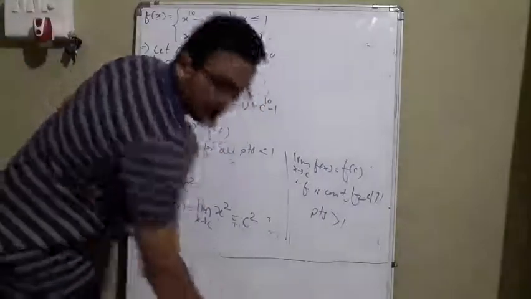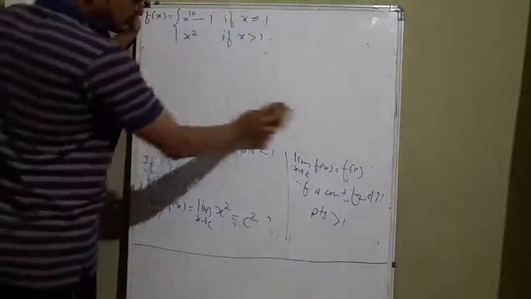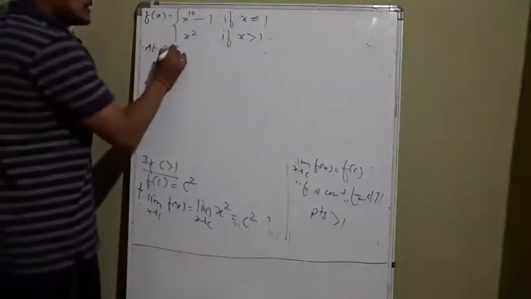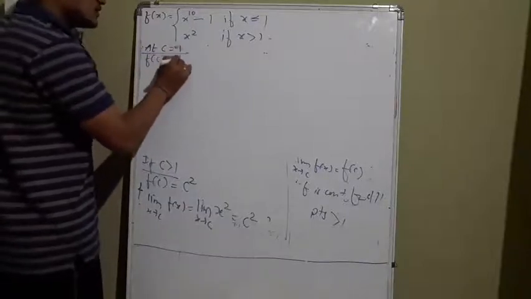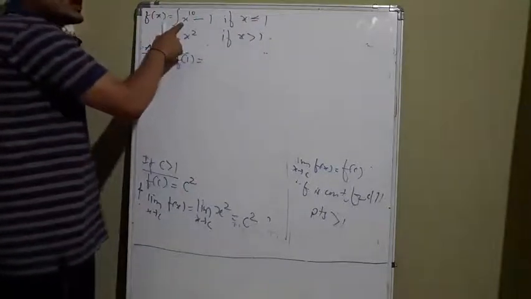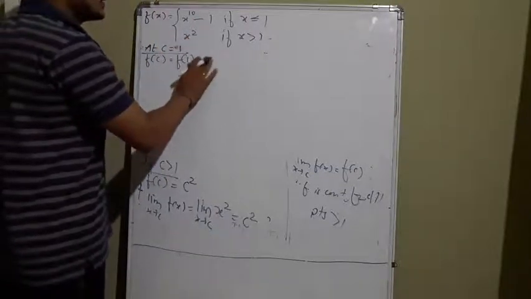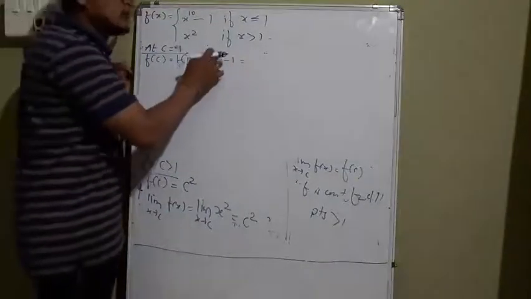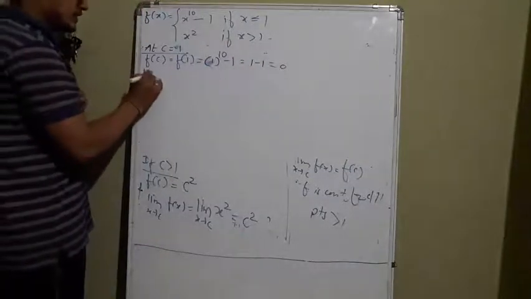Okay, now we will check the third condition at c is equal to 1. First we have to check f of c, where c is 1 here. So f of 1. For x equal to 1, what is your function? x to the power 10 minus 1. But x is 1 here, so that is 1 to the power 10 minus 1. As you know, 1 to the power anything is again 1, minus 1, the answer is 0. Then you have to find the LHL.